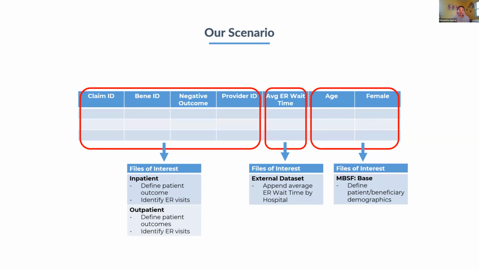So our scenario for today, this is the table that I showed previously. What I've done is I've circled the table columns and what I think the files of interest are, how I can populate those columns. So for the first four, I'm like, okay, inpatient, outpatient. Because I'm looking at ED, I'm doing inpatient and outpatient definitely, but I'm also going to use those files to define patient outcomes. The ER average wait time is going to come from my external data set. And then our demographics are going to come from our MBSF base.